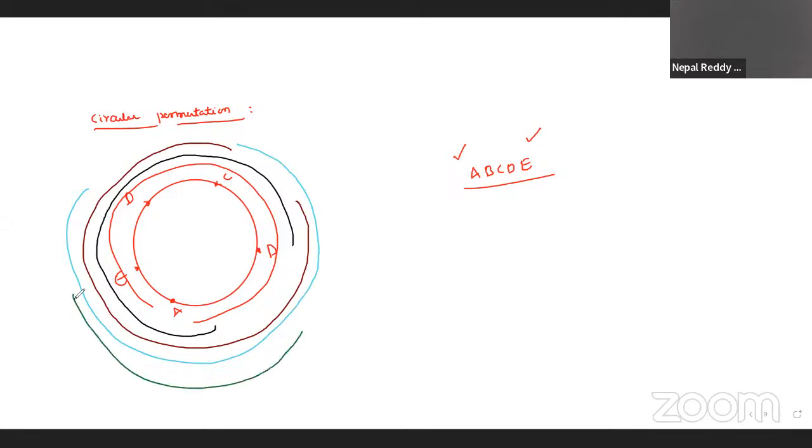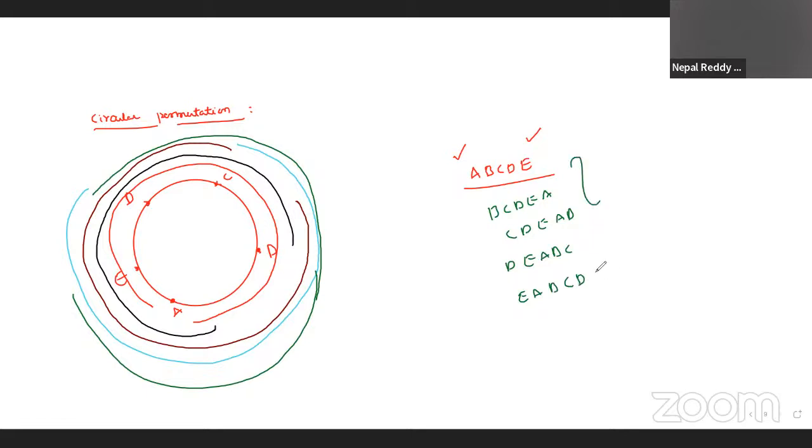Next, E, A, B, C, D. Such type of arrangements: B, C, D, E, A; C, D, E, A, B; D, E, A, B, C; E, A, B, C, D. These are 5 linear permutations. Here, there is only one circular permutation, remember. There is no end point, right?